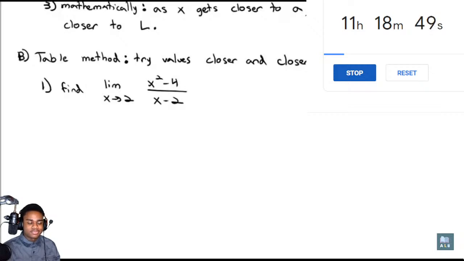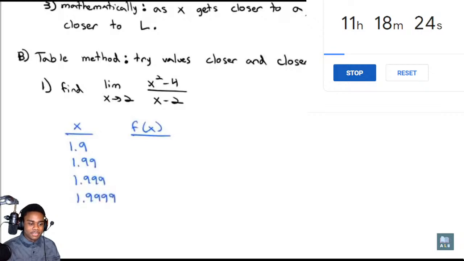So to set this up, we're going to make a table where we're going to take various values of x that are going to get closer and closer to 2, and we're going to see how that compares to f of x, or our function. So we'll start maybe at 1.9. That's a little shy of 2. And then we'll get closer, 1.99. And then a little closer, 1.999. And even closer, 1.9999.